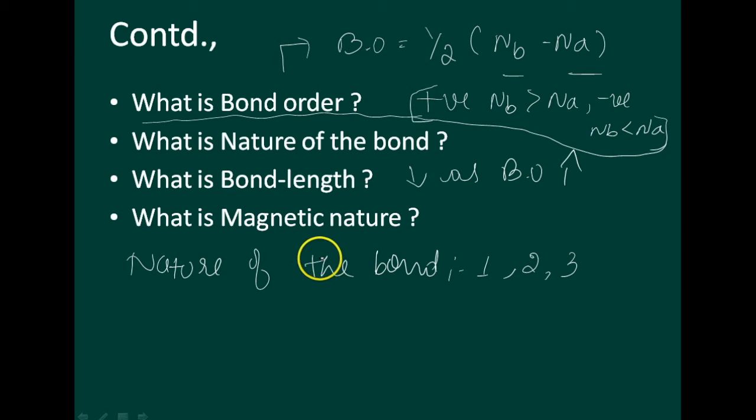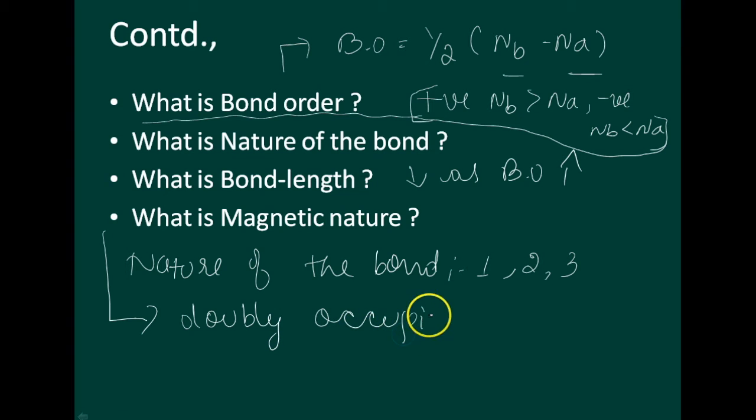Next, magnetic nature. If all the molecular orbitals in a molecule are doubly occupied, the substance is diamagnetic. When all the molecular orbitals are doubly occupied, it is diamagnetic.